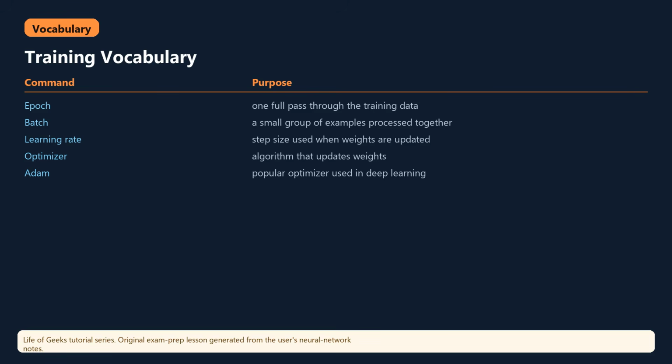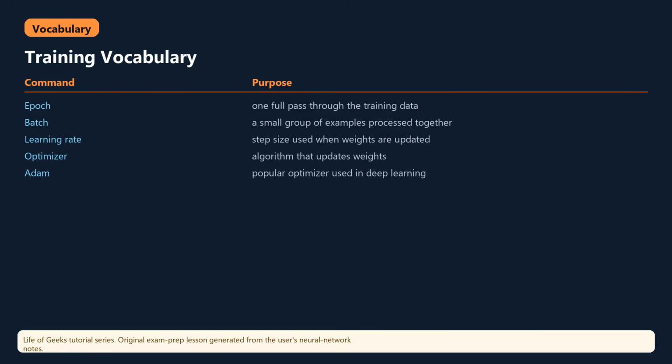The learning rate is the step size used when weights are updated. An optimizer is the algorithm that decides how to update weights using gradients. ADAM is a popular optimizer because it adapts learning behavior and often works well with little tuning.